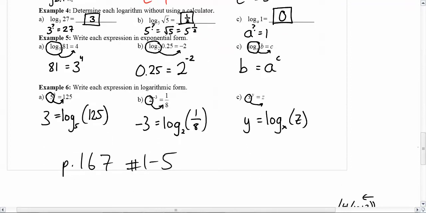So your homework for today is to do questions number 1 to 5 from page 167 in the Michelson textbook.